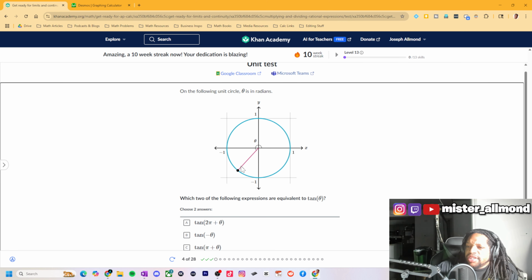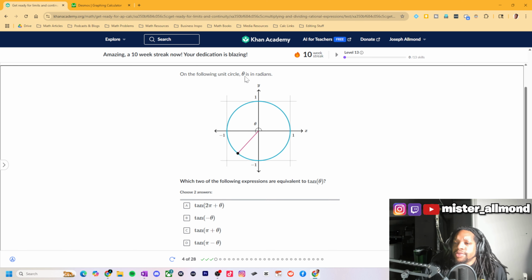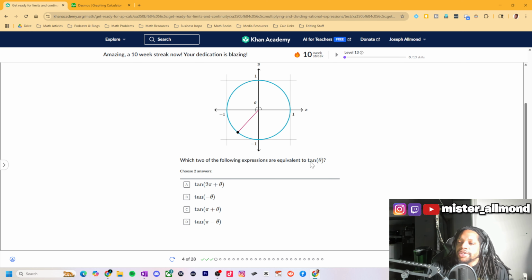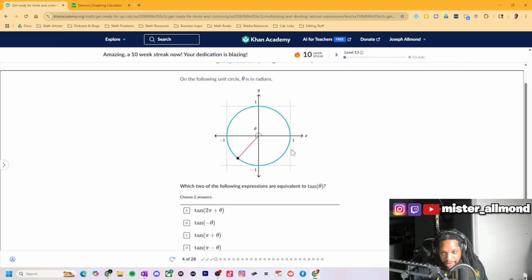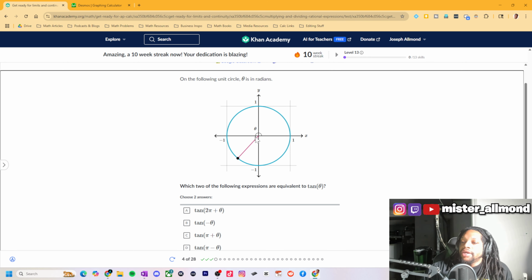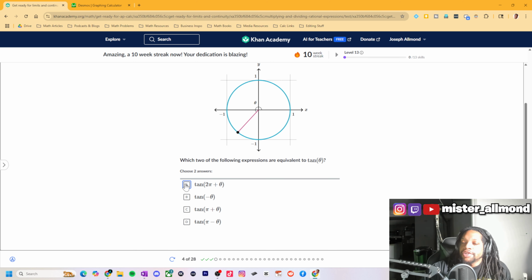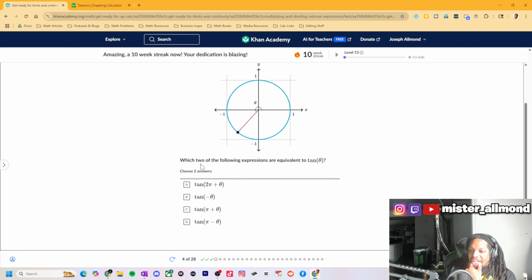Unit circle, let's see. Of the following unit circle, theta is in radians. Which two of the following expressions is equivalent to tangent of theta? All right, so if that's theta, I know tangent is y over x. Oh, they just have expressions. All right, let's see here. So I remember there being a property that says something like tangent of theta equals tangent of negative theta. It's one of these. I don't remember which one it is.